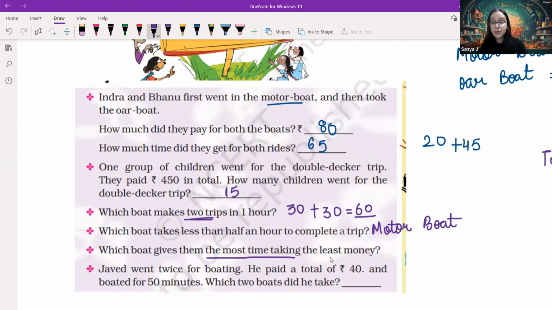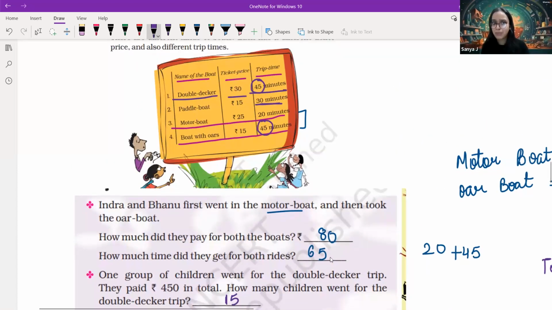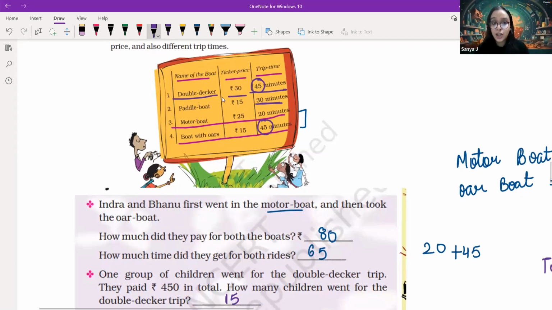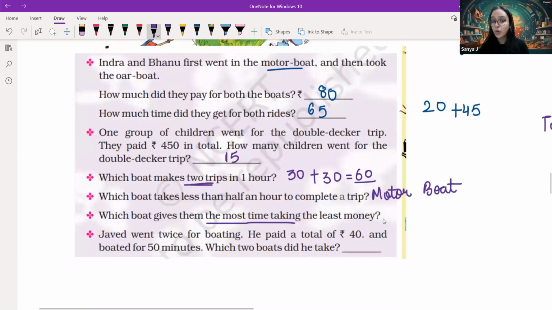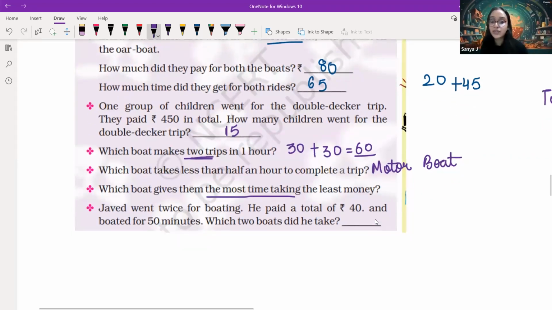Okay, most time, least money. Now, what is least money? Least money means the less money, the most less money in all these cases. Now, double decker takes 30 rupees, but boat with oars takes only 15 rupees. So, this takes less amount. So, that's the answer. Answer is boat with oars. Less money, but most time taking. Okay. The last question.